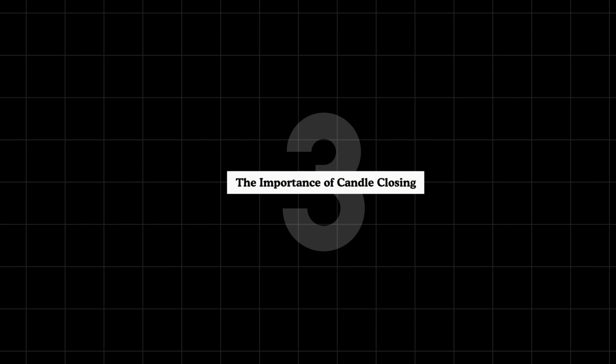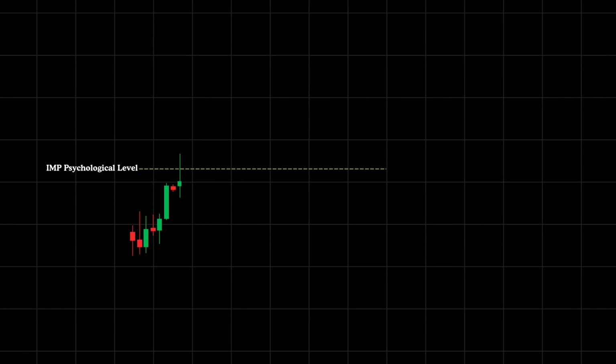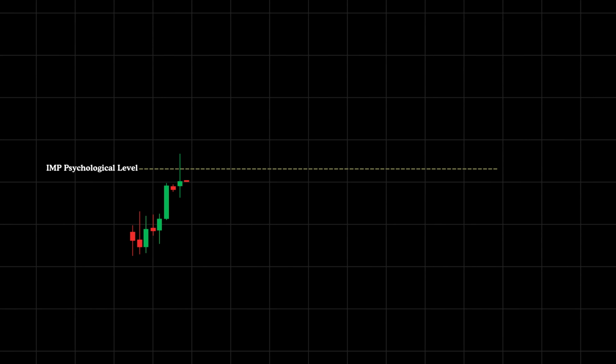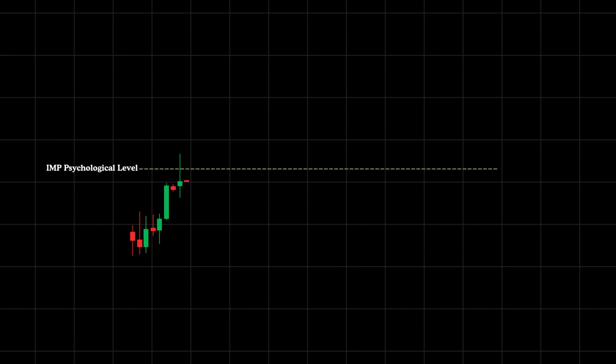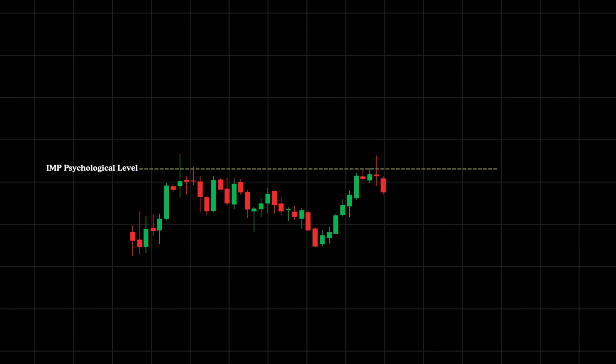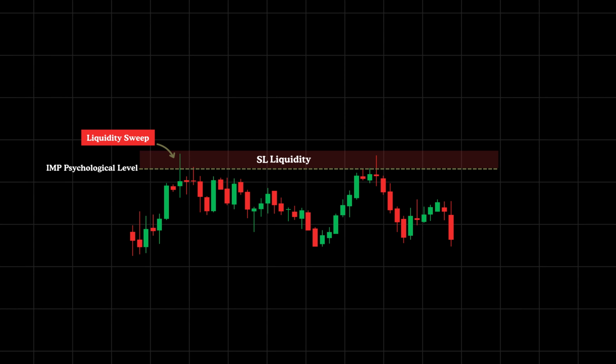Number 3. The importance of candle closing. Often, the price approaches a key psychological level on the chart and breaks it with a candle, but the candle fails to close above that level, causing the price to reverse. The main reason for this behavior is the liquidity of retail traders clustered around that zone.